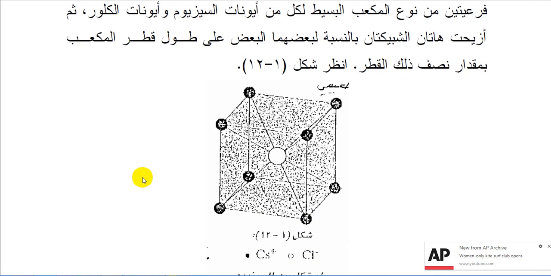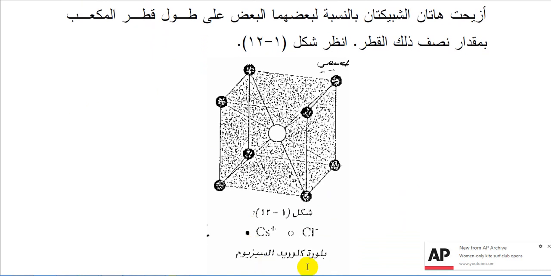يعني ثم أزيحت شبكتان بالنسبة لبعضهما البعض على طول قطر المكعب, all along the cubic diameter, يعني بمقدار نصف ذلك القطر أو بنصف القطر. Review figure 1.12, يعني يمكنك مراجعة شكل 1.12 كما ترون. هنا شكل 1.12 كما أمامكم بلورة كلوريد السيزيوم, the crystal of cesium chloride, Cs plus and Cl negative, the positive ion and the negative ion of Cl, as you can see right in front of you.